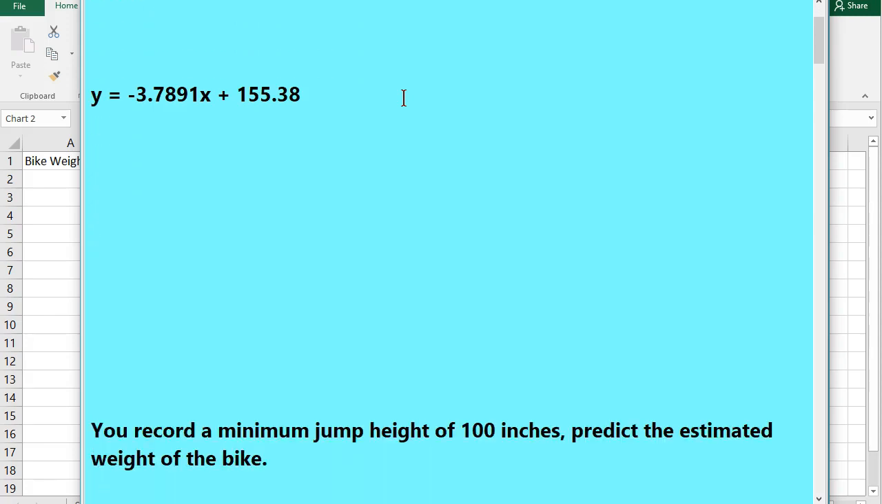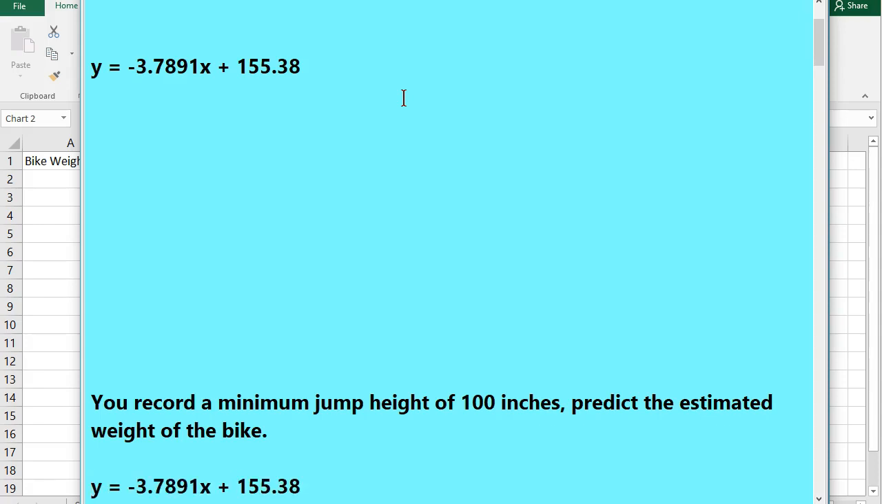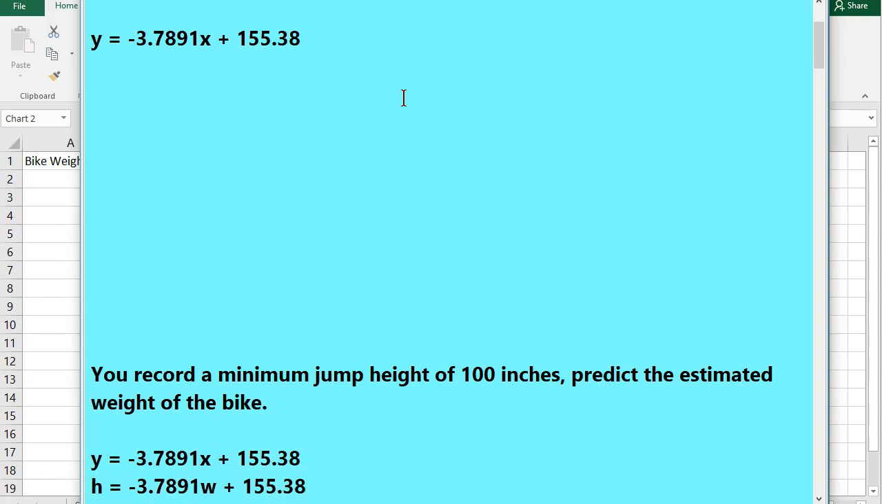You record the minimum jump height of 100 inches, and you need to predict the weight of the bike. So what we're going to do is consider this formula y equals mx plus b. So we have a slope and we have a y-intercept value. And we think about the chart that went along with this data. The y represented the height and the x represented the weight. So really we could say height is equal to the slope times the weight plus the y-intercept.